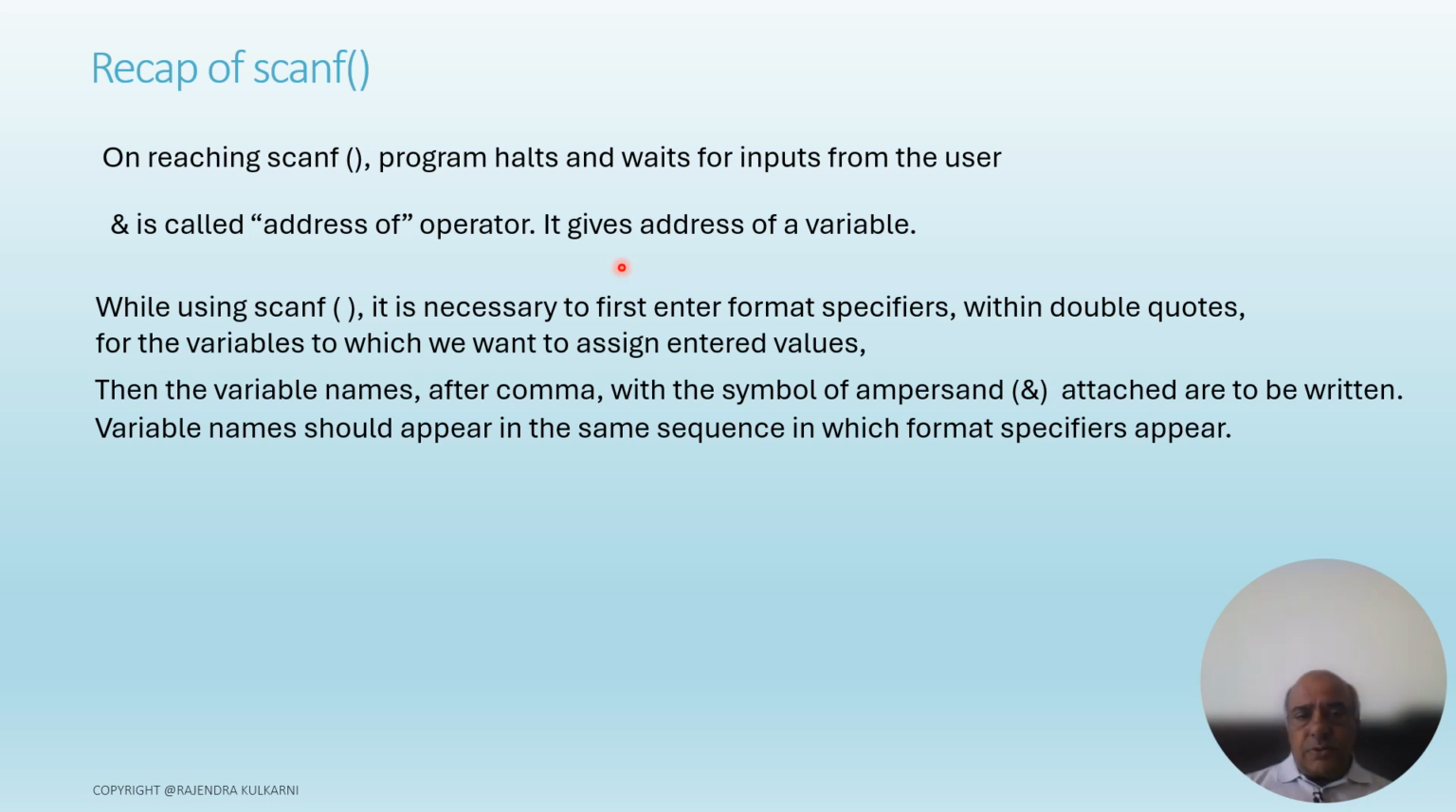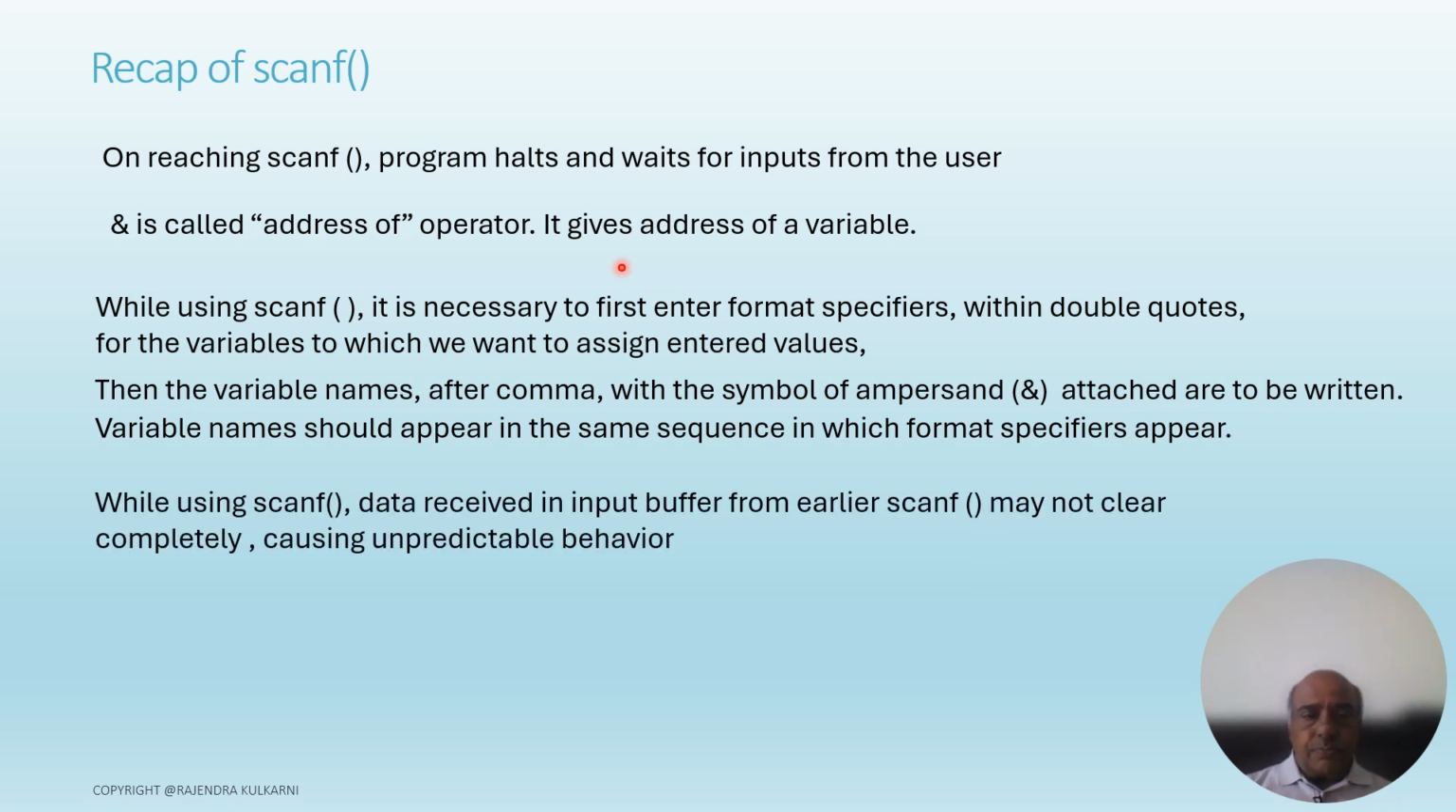After double quotes comes the comma. After the comma, variable names are written along with an attached ampersand symbol to each variable. Many times it is a problem, especially whenever in a program we want to enter a char value.